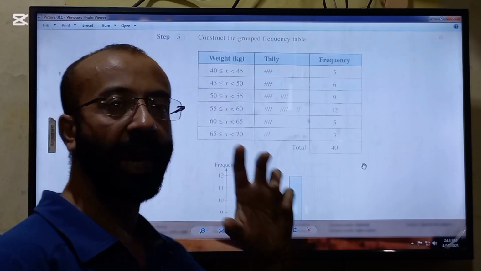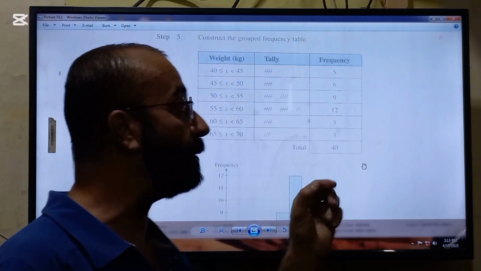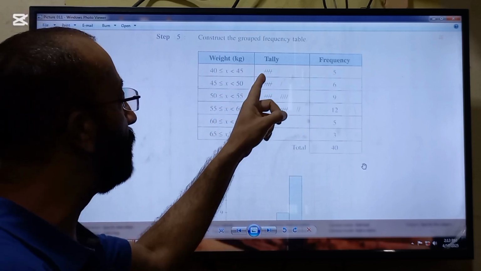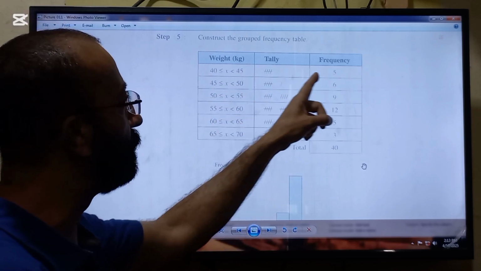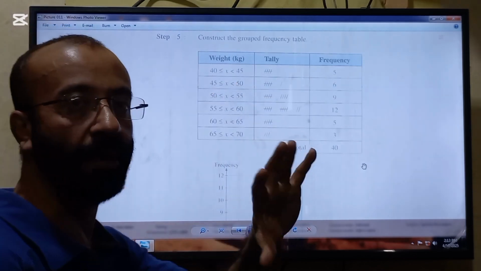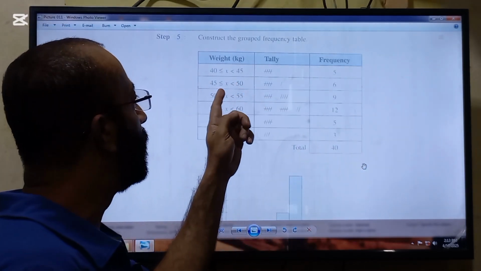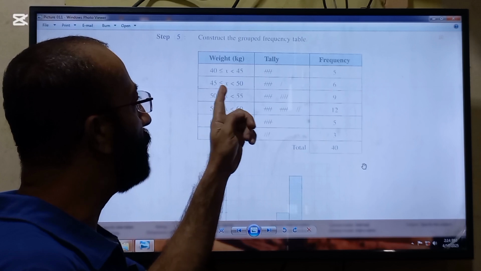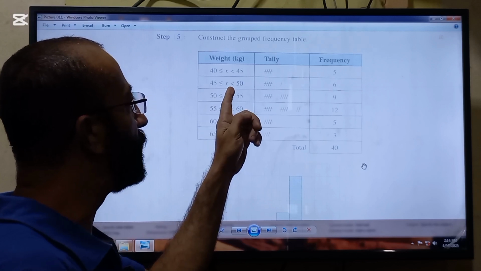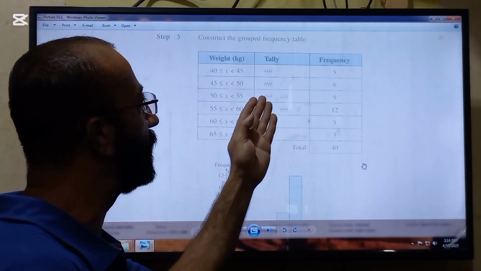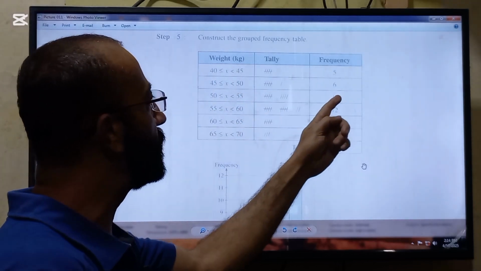And now we will count from the table that is given. 40 to 45 values will be counted, that are actually 5. So 5 is the frequency. Then we will count the values which are 45 to 50, equal to 45 and lesser than 50 means 49. So 45 to 49 values will be counted in the table, that is 6. So 6 is the frequency.